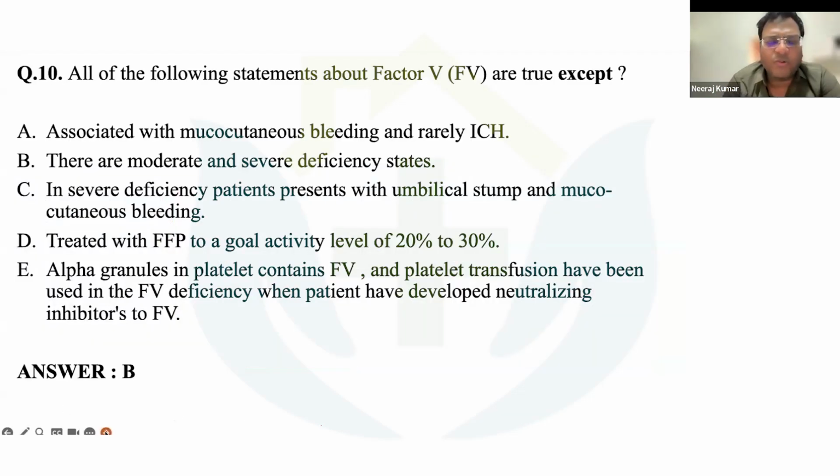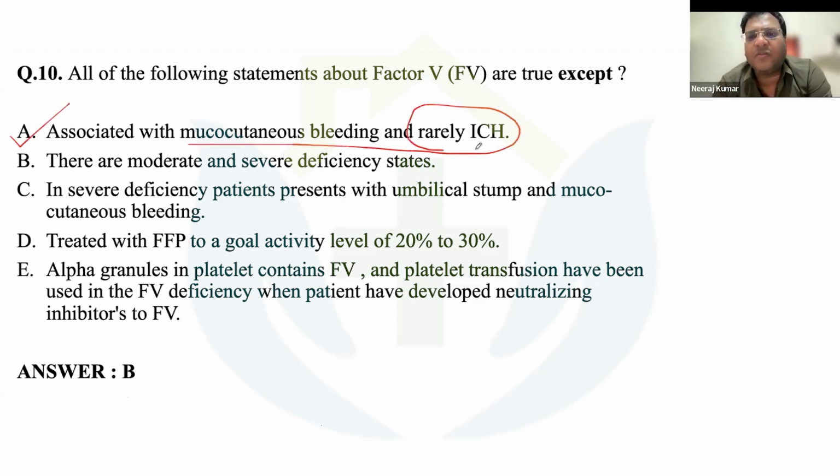Now, this is the last question of this session. All of the following statements about factor 5 are true except. So you have to mark the false statement. If you see the options closely, it is most commonly associated with mucocutaneous bleeding and rarely ICH. So ICH is a very rare presentation of factor 5 deficiency. There are mild, moderate, and severe deficiency states. So again, the statement is not right.